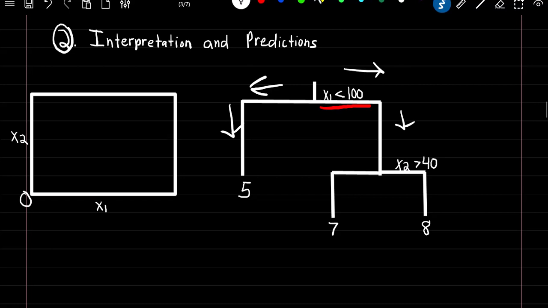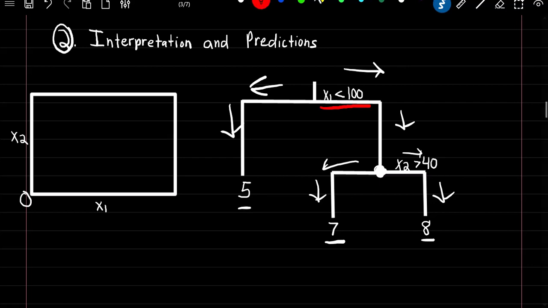And then if, say for instance, x1 is greater than 100, we're going to end up at this node. Now we're going to get to another rule. If x2 is greater than 40, so if this is true, we're going to go to the left. If this is false, we'll go to the right. And then ultimately we're going to end up at our leaf node, and this will be our final prediction.